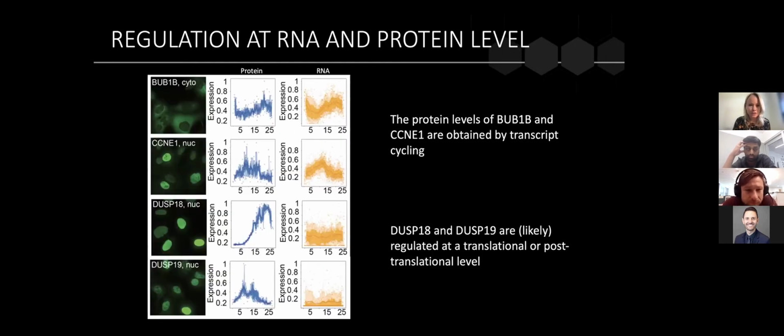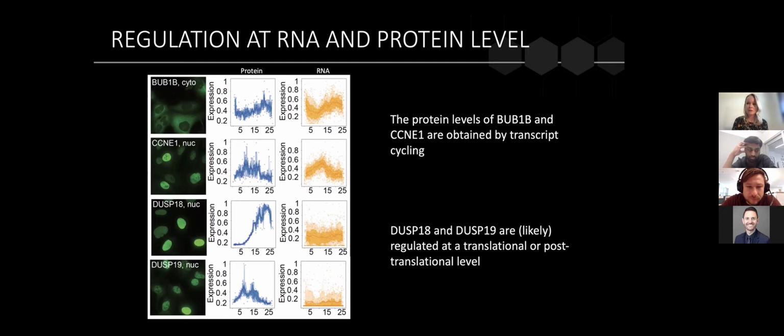And just to skip to the end of this story, at the top here are some real data plots. You can see the data is noisy, but it's still okay. The FUCCI cell model is reasonable in terms of noise. So at the top here, you can see BUB1B and cyclin E1, well-known cell cycle regulators. And here we can see a temporal profile both at the protein and RNA level. And these proteins are known to be regulated at the transcript level. But if you look at the bottom here, we see DUSP18 and DUSP19.